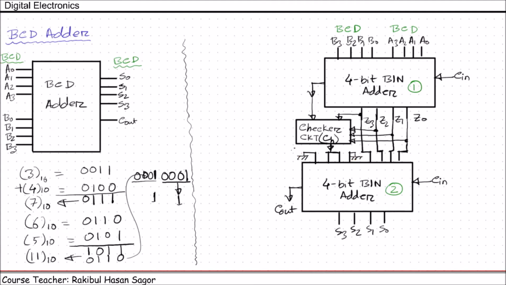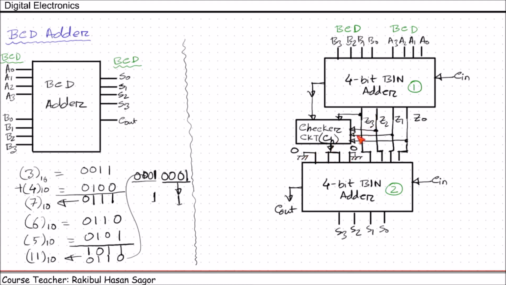That means we are giving 0 here and 0 here. Why? In order to make it 6, we need to give 0, 1, 1, 0, which is the binary value of 6 or BCD value of 6. So we can see either we need to add 6 or we need to add 0. For both cases, the least significant bit and the most significant bit are 0. That's why we are making them forcibly 0 by connecting with the ground.